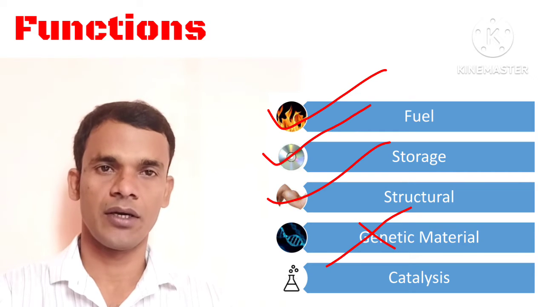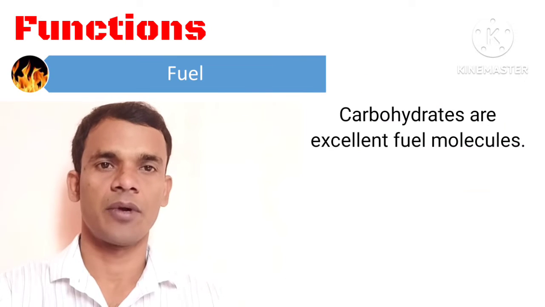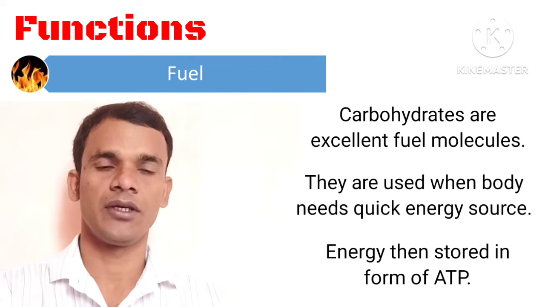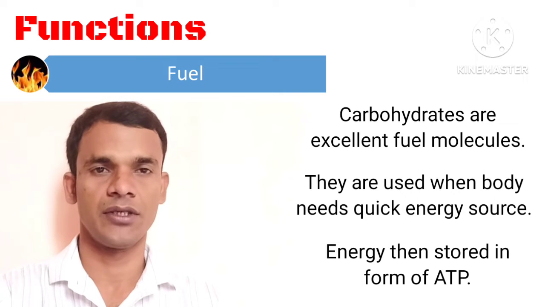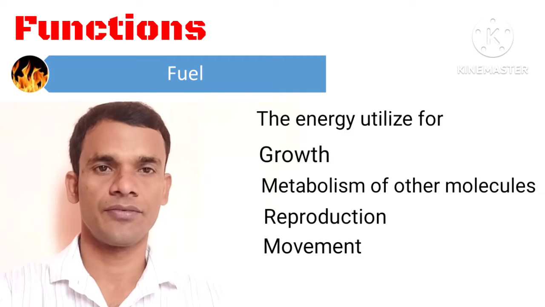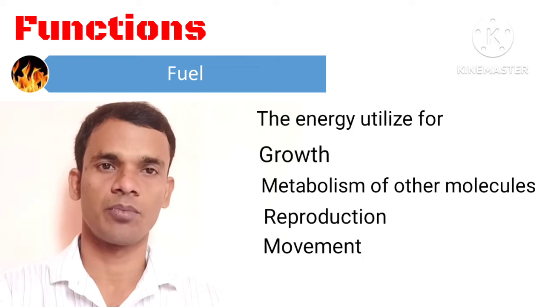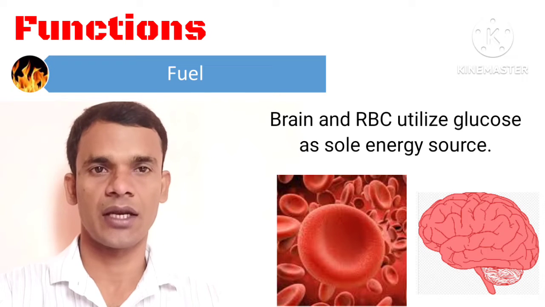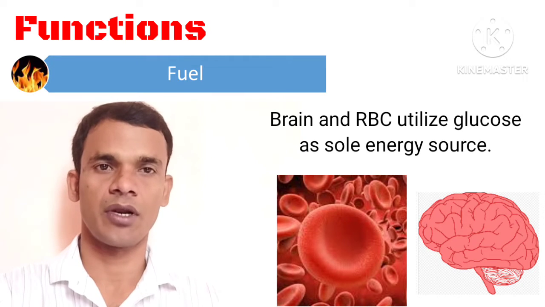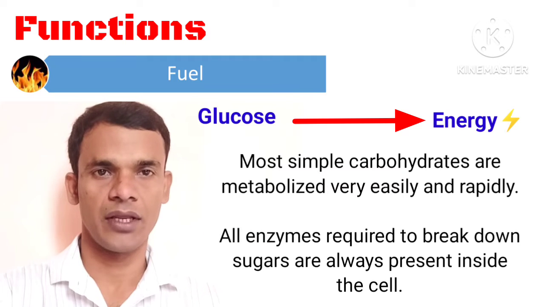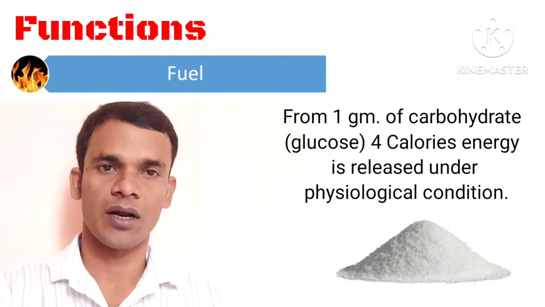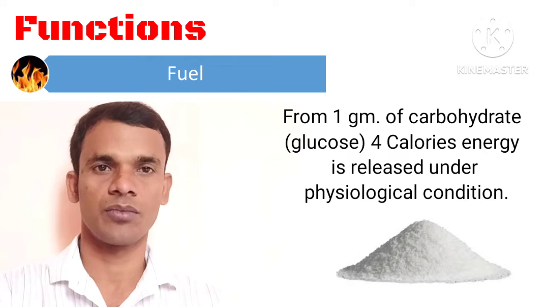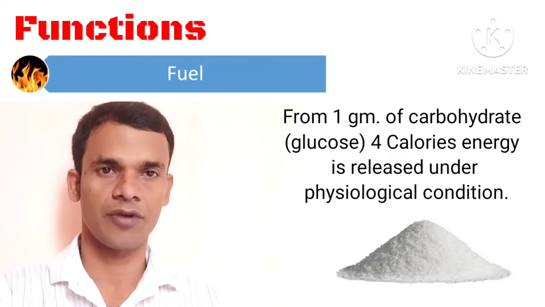The main functions of carbohydrates are as follows. They serve as a fuel molecule, or simply they are used for the production of energy. This energy is utilized for everything like movement, growth, and biosynthesis of other biomolecules. Some cells like brain and RBC can utilize glucose as a sole source of energy. Carbohydrates metabolize very easily and most of the enzymes required for the breakdown are always present inside the cell. From 1 gram of carbohydrate, for example glucose, 4 calories of energy is released under physiological conditions.